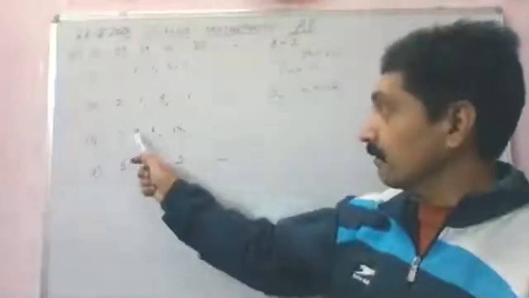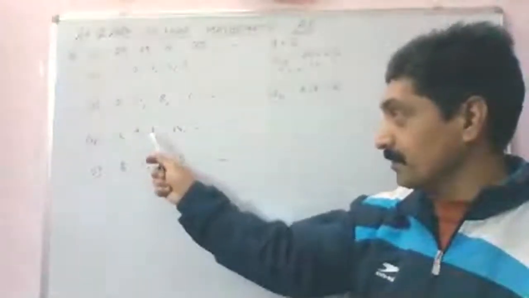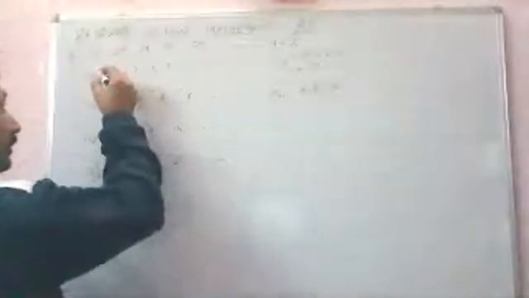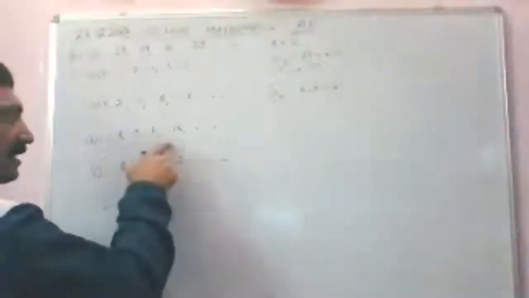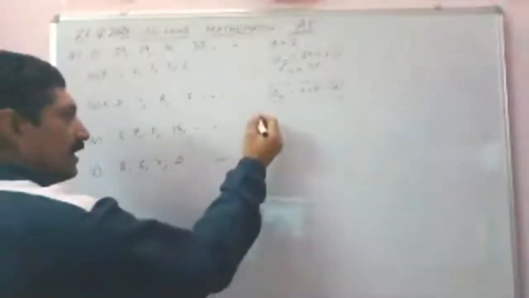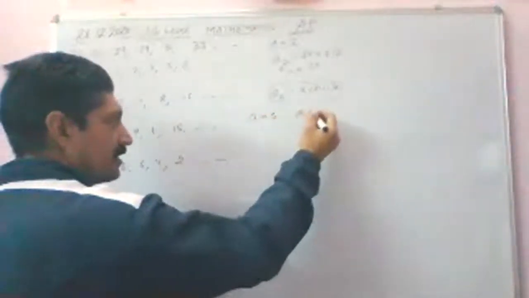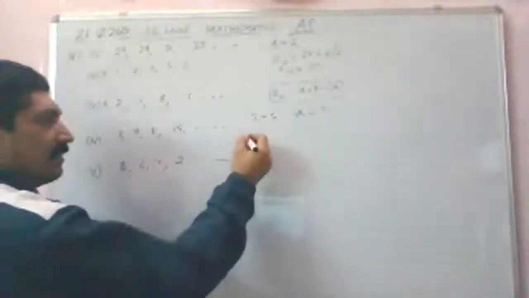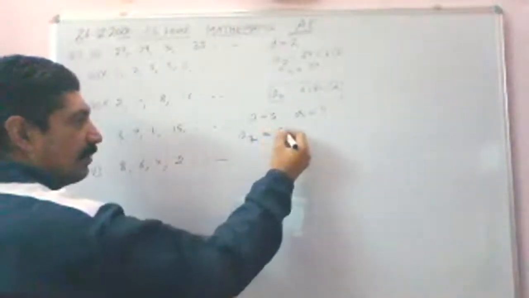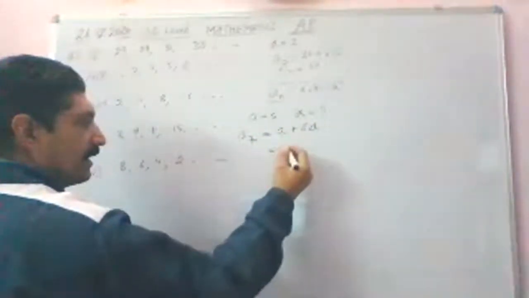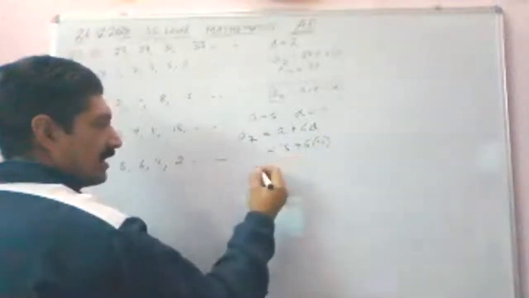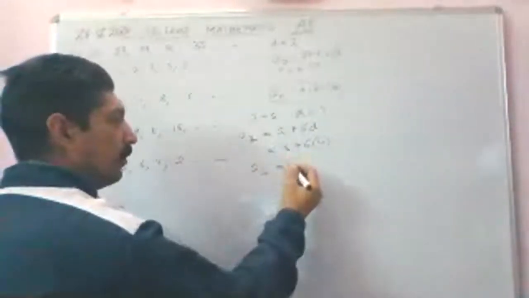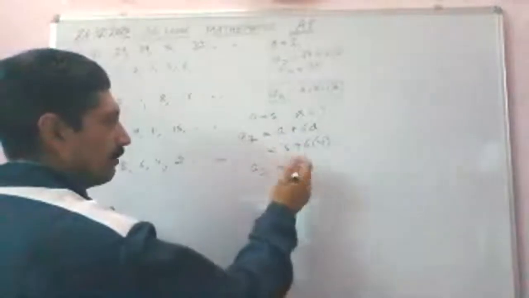Here we have 3 plus 4, 7, 7 plus 4, 11, 11 plus 4, 15. So this is an AP, where A is 3 and the common difference is 4. The seventh term is again A plus 6D, with A as 3 and D as 4. So A7 for this fourth part is 3 plus 24, that is 27.